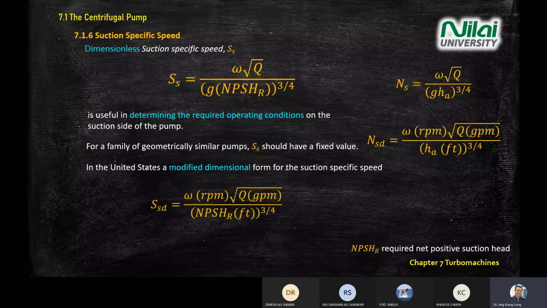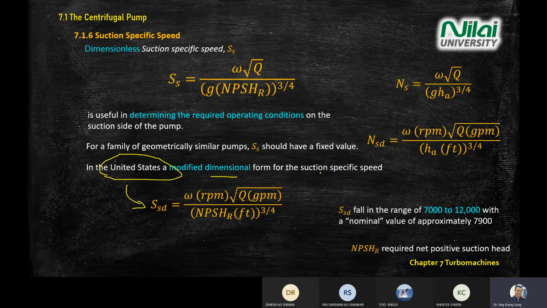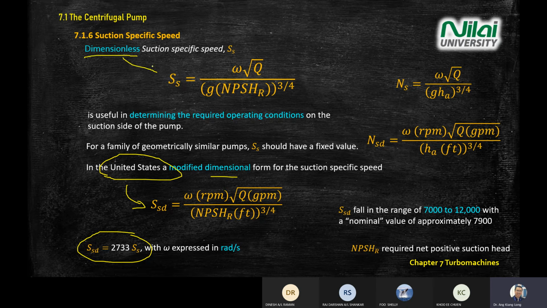Also, if you need to work in the United States, there's another dimensional suction specific speed given by this equation. The operational value is within 7,000 and 12,000. Normal is about 8,000. So this is the normal conversion value. If you want to convert dimensionless NS into NST, if you work in the United States, they use a dimensional form.